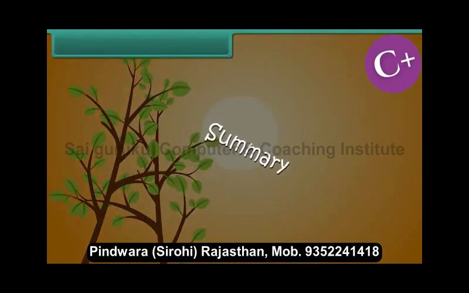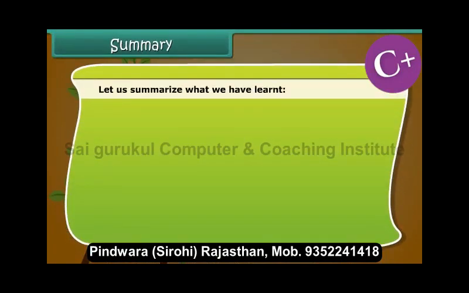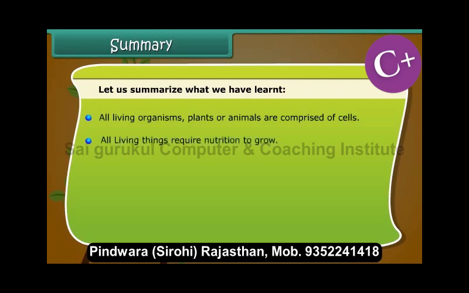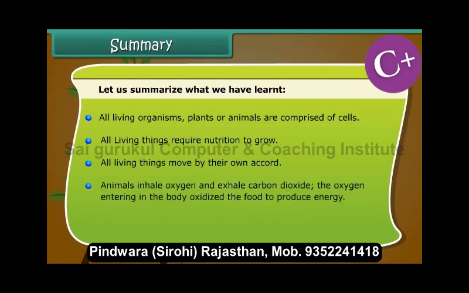Summary. Let us summarize what we have learned. All living organisms, plants or animals, are comprised of cells. All living things require nutrition to grow. All living things move by their own accord. Animals inhale oxygen and exhale carbon dioxide. The oxygen entering the body oxidizes the food to produce energy. All living things have a limited lifespan.